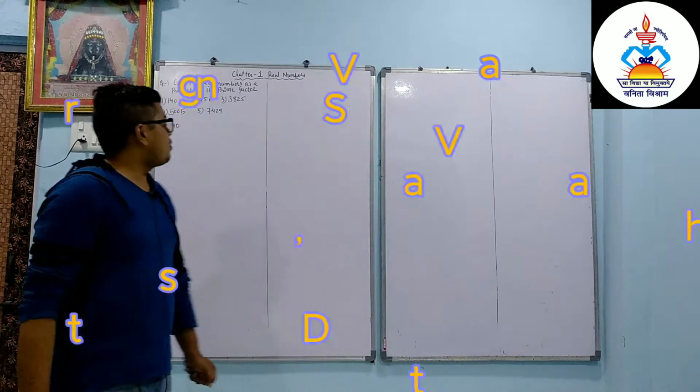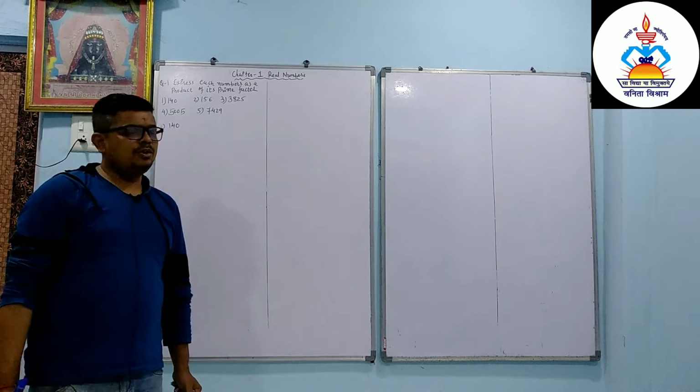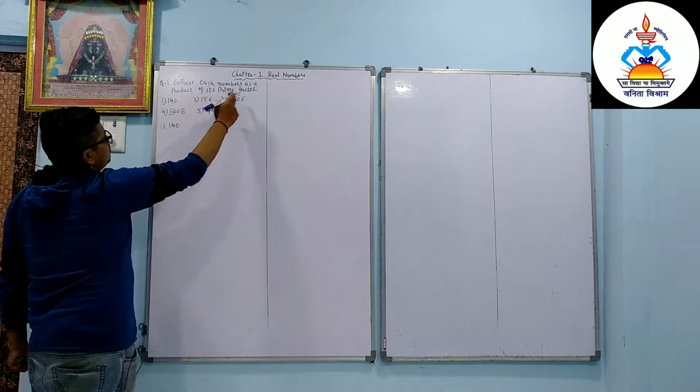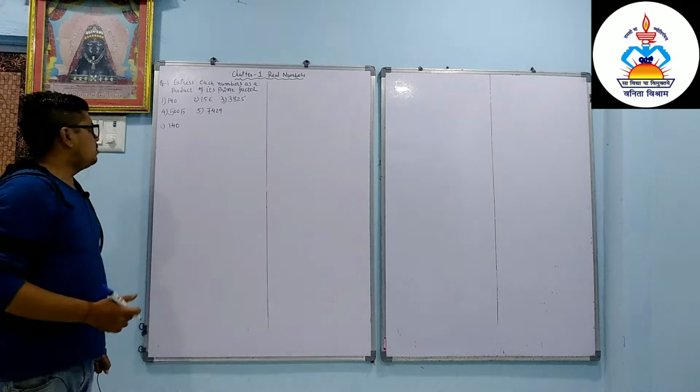Today we will continue chapter number 1, real numbers. Dear student, we are going to do the exercise 1.2. So we will start. Express each number as a product of its prime factors. So we will use the tree factor method, or factor tree method.